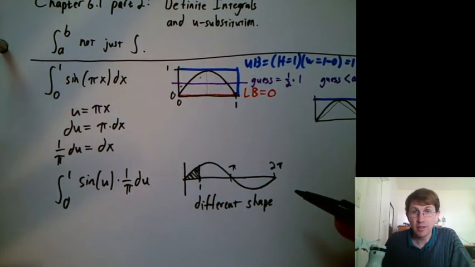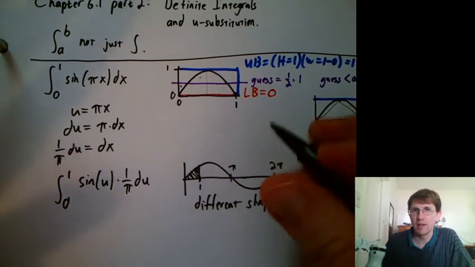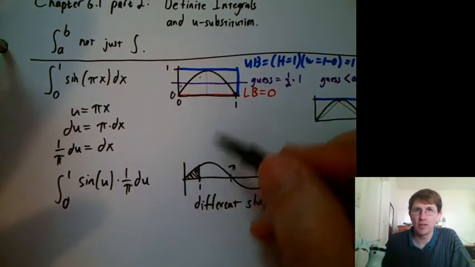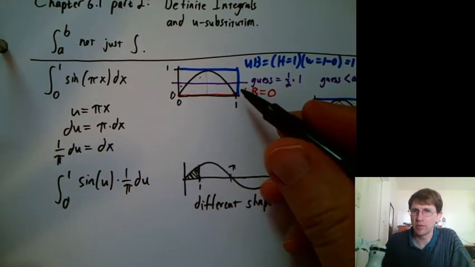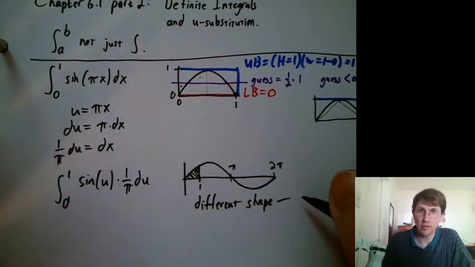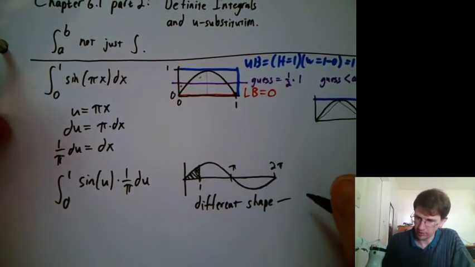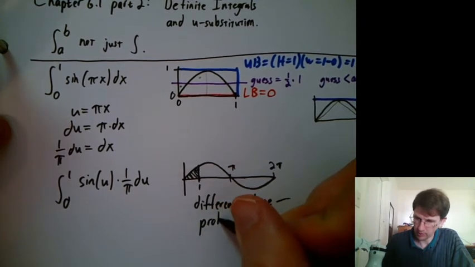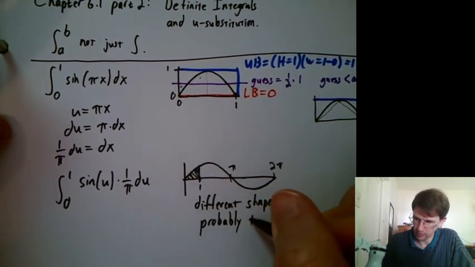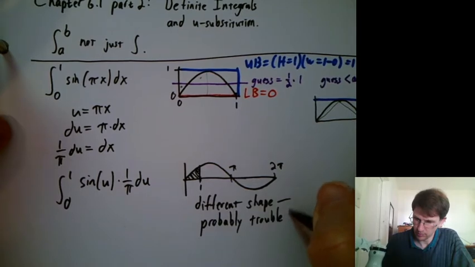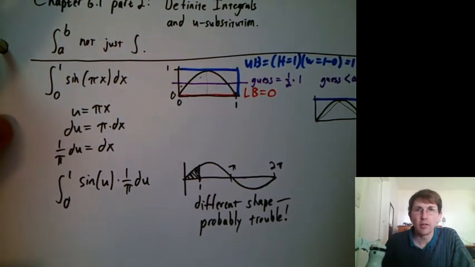Now, shapes can change when you do U-substitution, but it should change in a way that kind of makes sense. And we're getting a hard cutoff here when we kind of didn't have one before. So it's not always bad to have a different shape, but it's a sign that there might be trouble going on. So we'll say it's probably trouble. So let's step back and think what might be going on here.